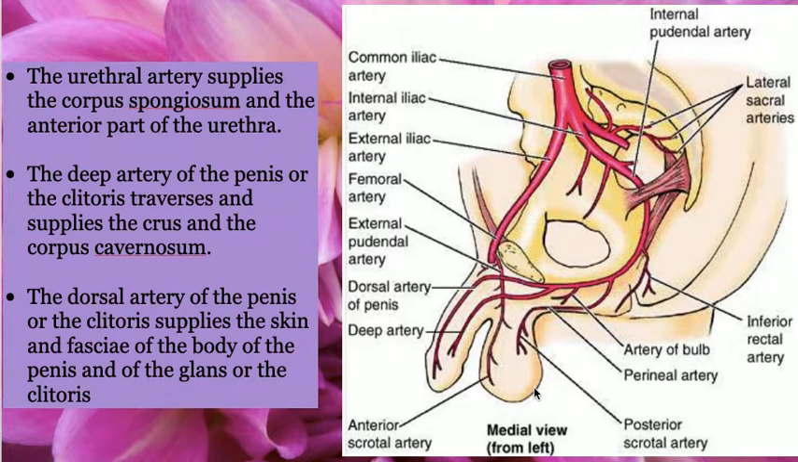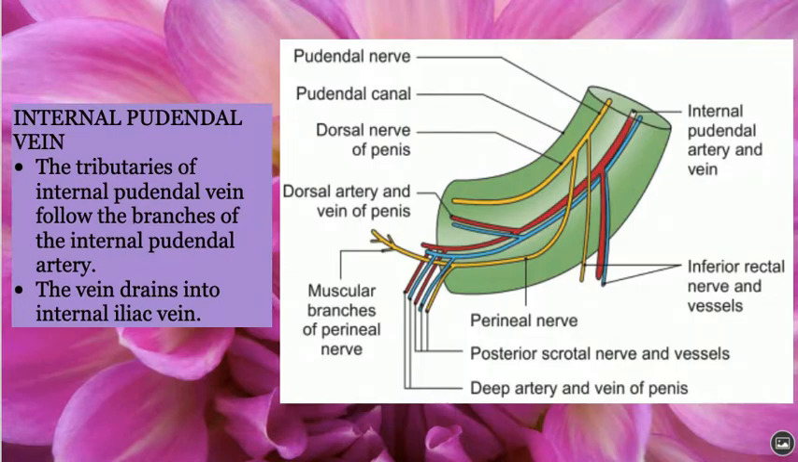The deep artery of the penis or the clitoris traverses and supplies the crus and the corpus cavernosa, while the dorsal artery of the penis or the clitoris supplies the skin and fascia of the body of the penis or the glans clitoridis. The internal pudendal vein: you can see the tributaries of the internal pudendal vein follow the branches of the internal pudendal artery, and the vein finally drains into the internal iliac vein.